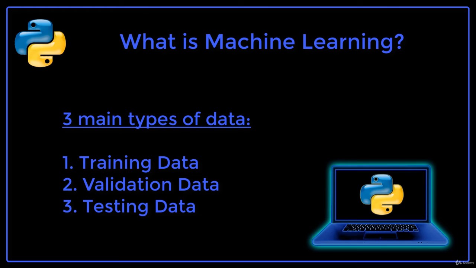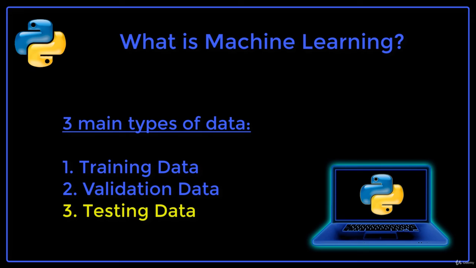In machine learning, there are three main types of data: training data, validation data, and testing data. Training data is the part of data that we use to train our model. Validation data is used to frequently evaluate the model as it is training. Testing data is used once the model is completely trained. It provides us a way to evaluate the model by testing it with unbiased data.